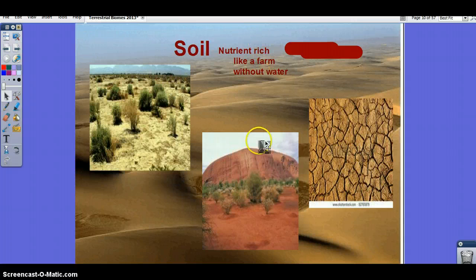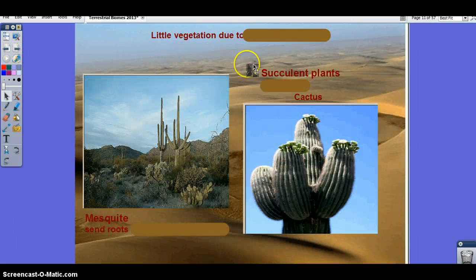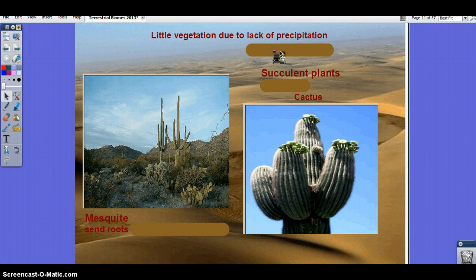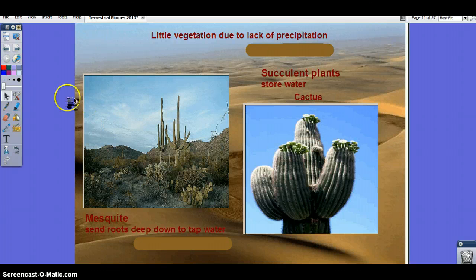They've actually considered bringing in irrigation systems to the desert in order to be able to use it to grow crops. There's very little vegetation, obviously, due to the lack of precipitation. The two main groups of plants are succulent plants and mesquite plants. Succulent plants are plants that can store water, and an example is a cactus. And mesquite plants are plants that send their roots deep down to tap into the water systems underground.